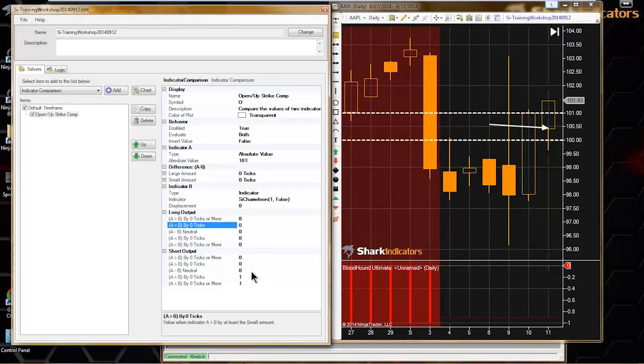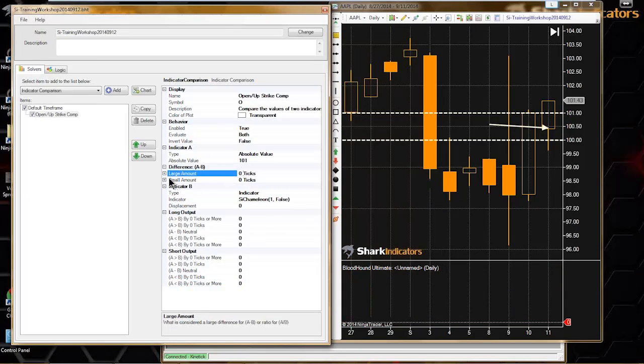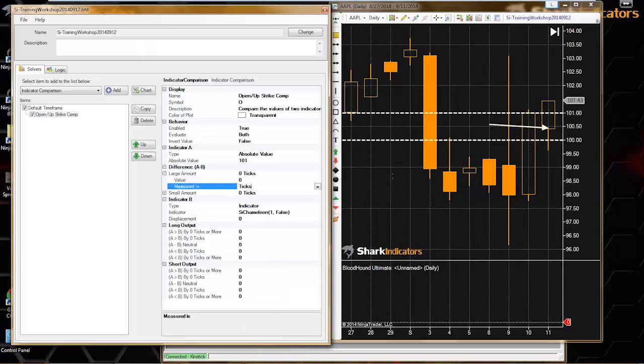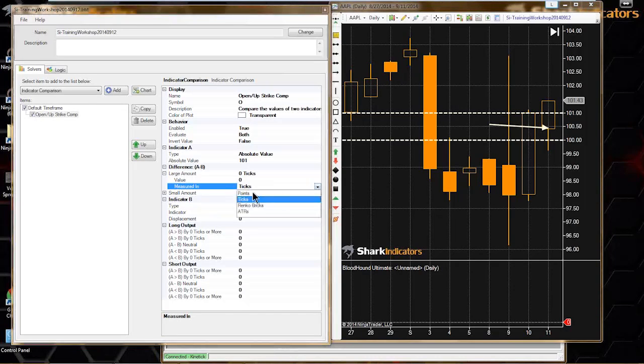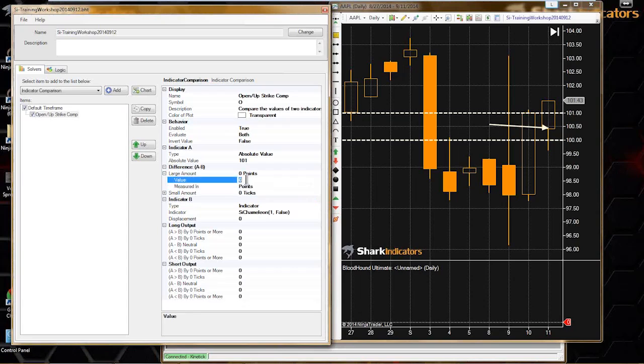what I'm going to do is clear out the outputs here, and the next thing I need to do is adjust my differences. Since we're dealing with a stock, we're essentially dealing with points, not so much ticks. So I'm going to change this to points, and I'm making an arbitrary decision here. My assumption is that these strike prices are not going to be more than $4 away from the opening price. So I'm going to set this to 4 points. For a stock, that means $4.